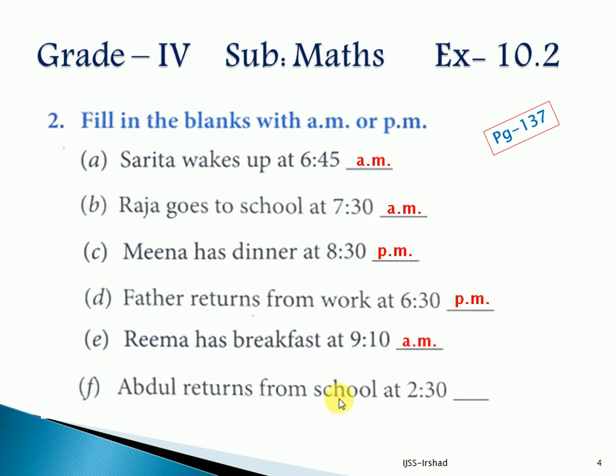And Abdul returns from his school at 2:30. So 2:30, one comes at night while we all are sleeping, and the other 2:30 comes after 12 noon. This time we are talking about after 12 noon, so we will use PM here. So Abdul returns from school at 2:30 PM. Now move to question number 3.